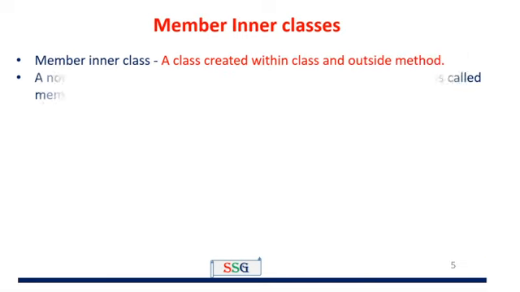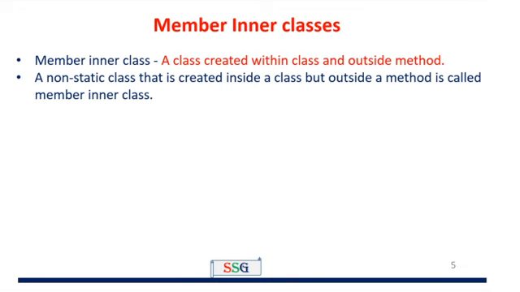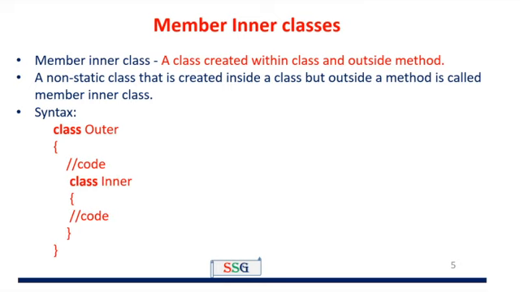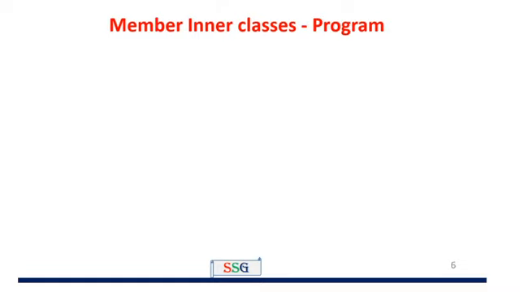Then the first one, member inner class. A class created within a class and outside the method is called a member inner class. Here it's a non-static class. The next one, the program for the member inner class. First, the syntax for the member inner class: class outer, then code, class inner, then code, then close the curly brace. That is the outer class, then the inner class. Here the inner class is defined inside the outer class.